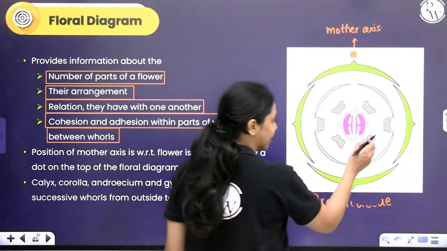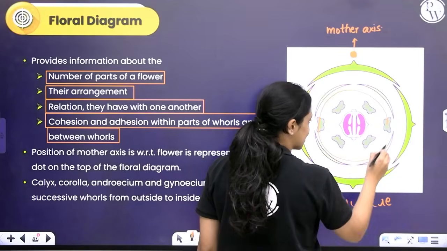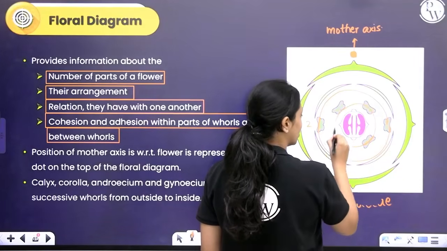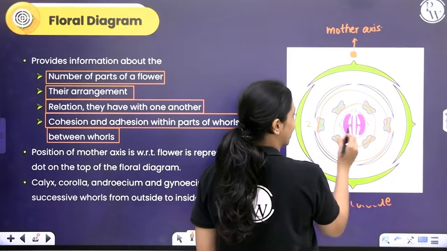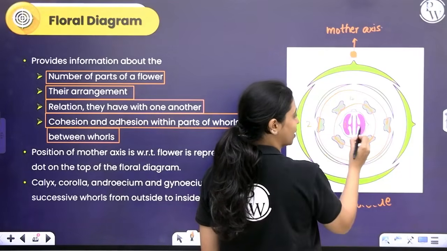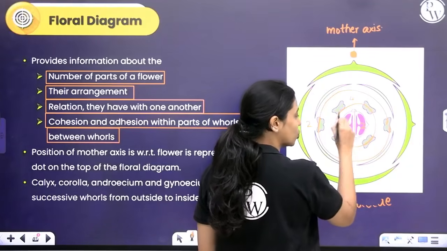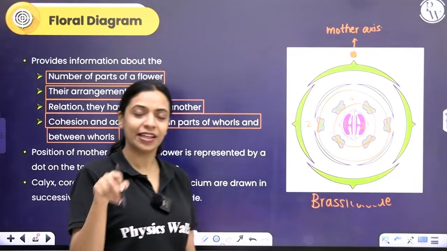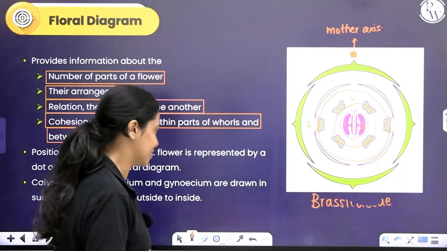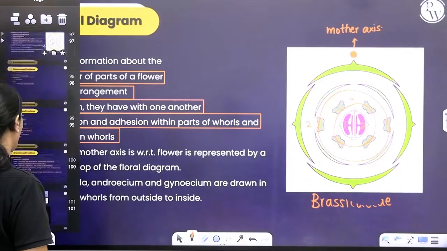Look at the Androecium. You have 2 whorls. On the outer whorl, you have 2. On the inner whorl, you have 4. Right? So you will write it as 2 plus 4. Inside you have the gynoecium. There is 1 carpel and 2 carpel. Here there is fusion. So gynoecium you will write 2 and enclose it within brackets. Okay, so that's how the floral formula will be.